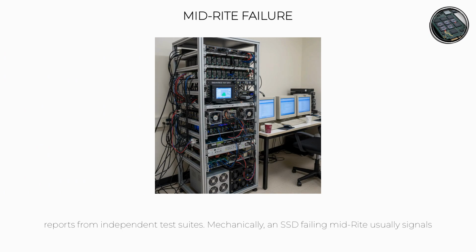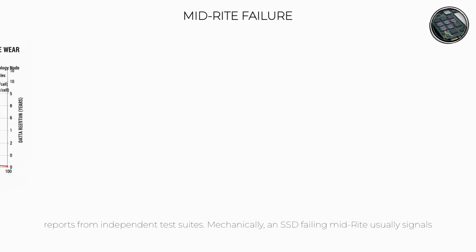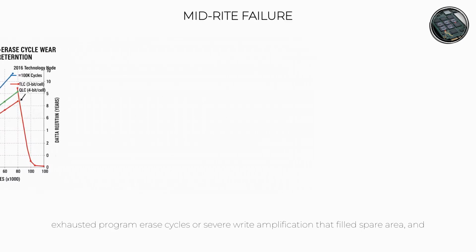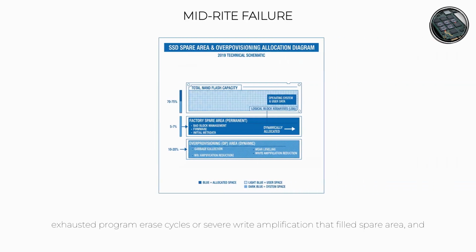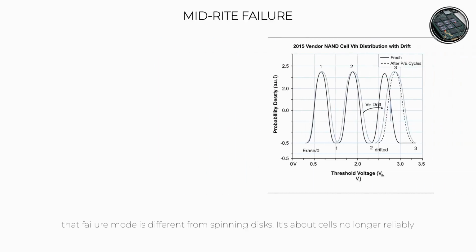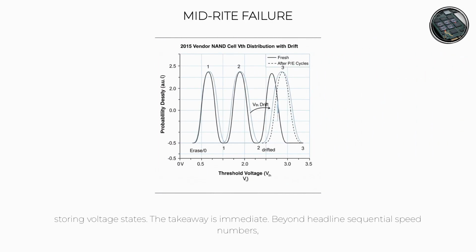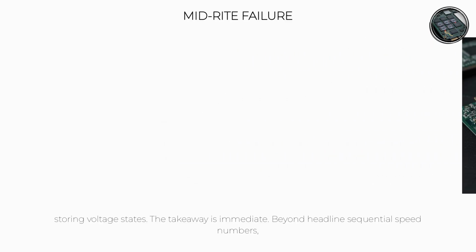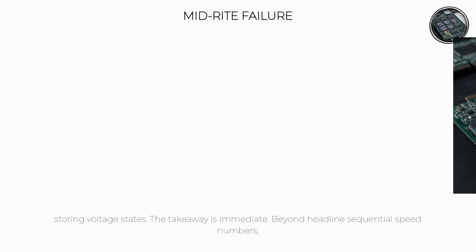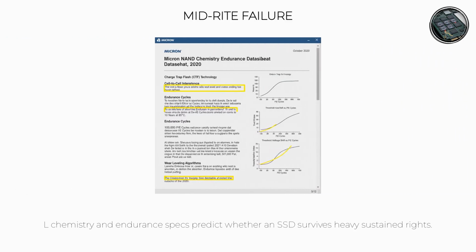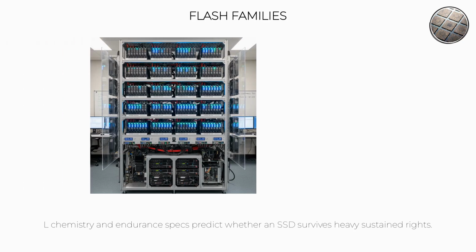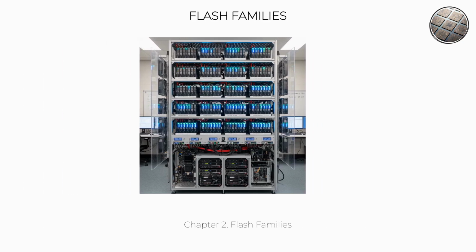Mechanically, an SSD failing mid-write usually signals exhausted program erase cycles or severe write amplification that filled spare area. And that failure mode is different from spinning disks. It's about cells no longer reliably storing voltage states. The takeaway is immediate. Beyond headline sequential speed numbers, cell chemistry and endurance specs predict whether an SSD survives heavy sustained writes.